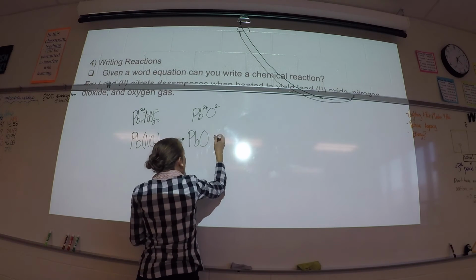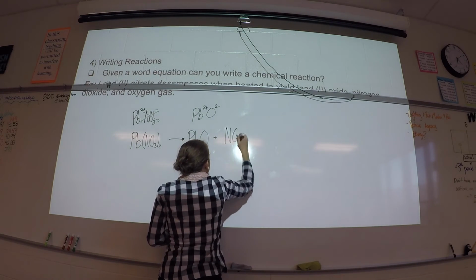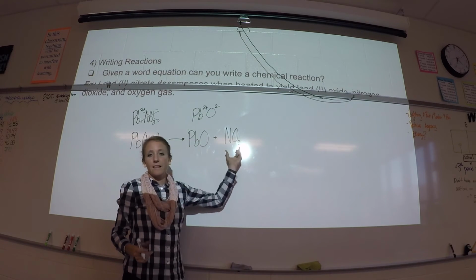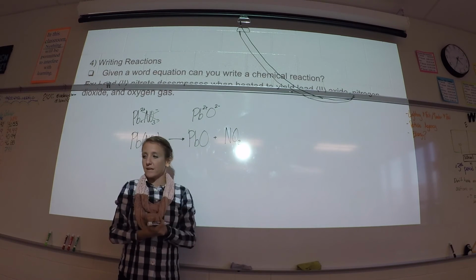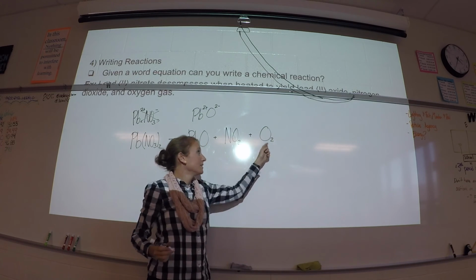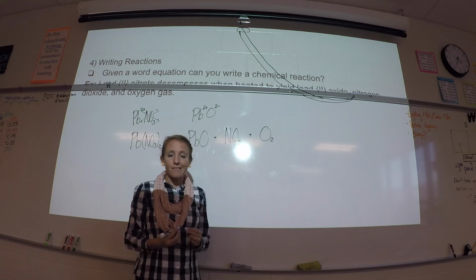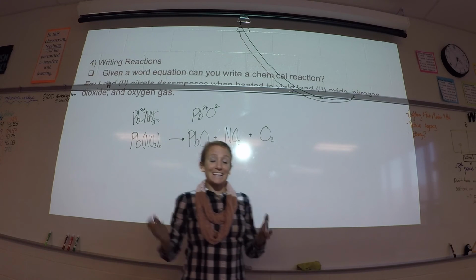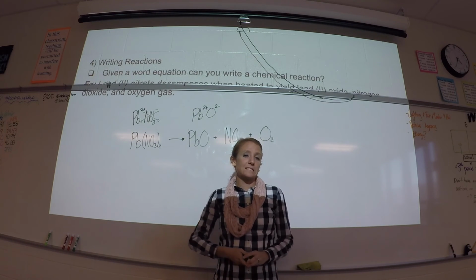Then we have plus nitrogen dioxide. That's covalent. Don't have to do charges because there's a prefix. And then finally oxygen gas, which should be O2 because it's diatomic when it's alone. Okay? So that's it. That's an overview of everything you need to know for the test.